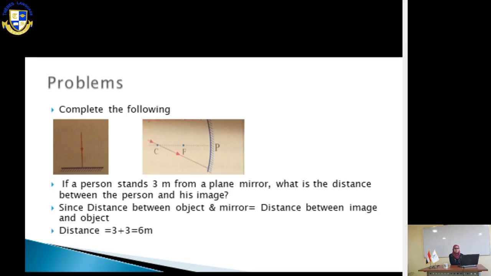Here in the first figure, we can see a line falling perpendicular on the reflecting surface. Here we can see that angle of incidence equals angle of reflection equals 0. In the other figure, if the light ray falls on a concave mirror and passes through the center of curvature, what happens? It will return back on itself again. Here, if we have a person standing 3 meters from a plane mirror, what is the distance between the person and his image? The distance between an object and the mirror equals the distance between the image and the mirror, so the distance equals 3 plus 3 equals 6 meters.